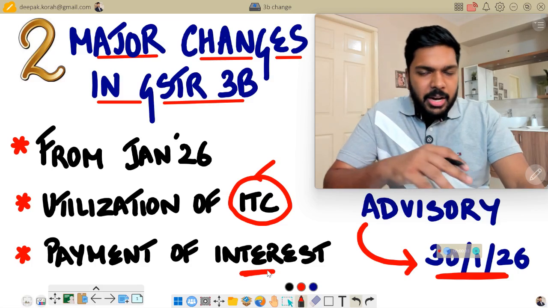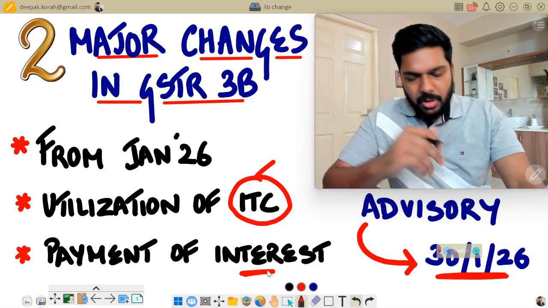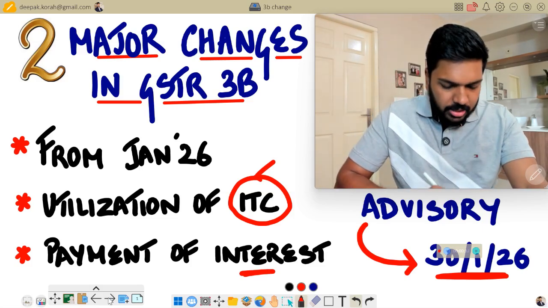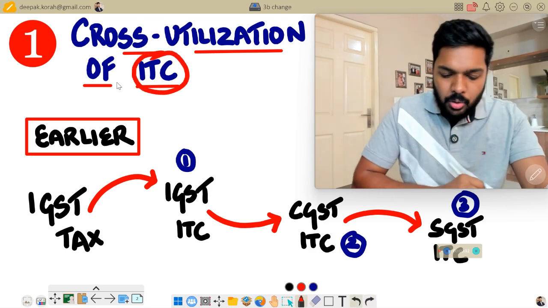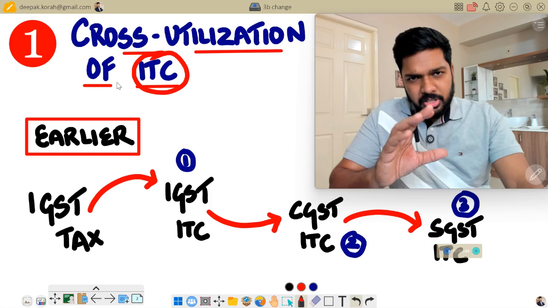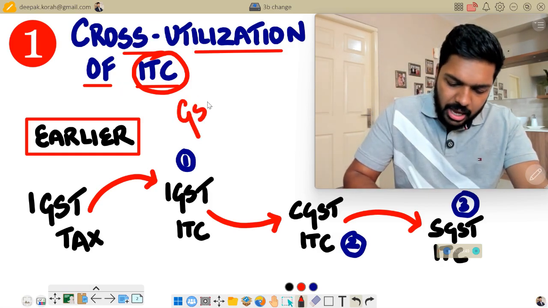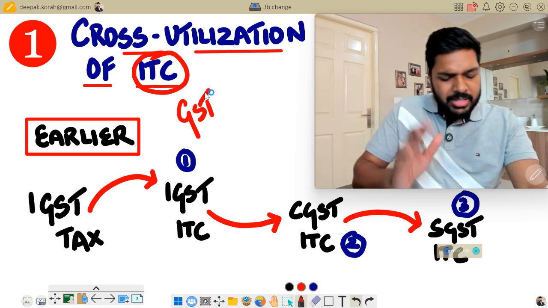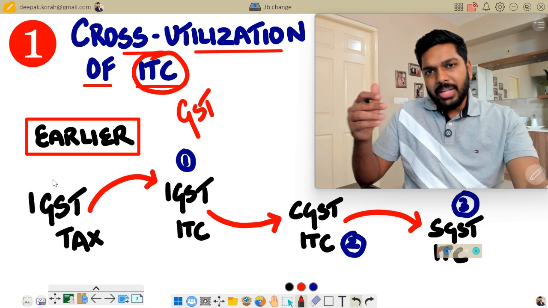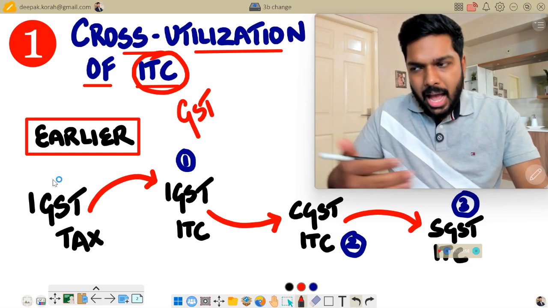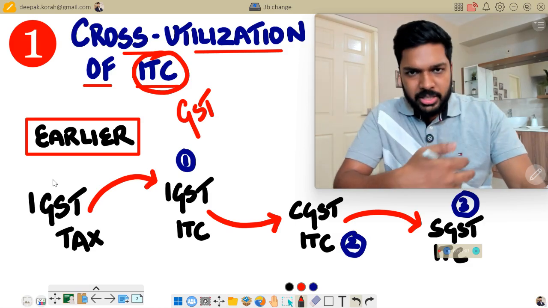So let's do a deep dive into these two changes and understand how significantly this has changed the return filing process from Jan 2026. The first thing is with respect to the cross utilization of input tax credit. Now earlier, there was a prescribed mechanism under which you had to utilize your GST against the input tax credit. For example, let's say you have a lot of interstate supplies. Basically, you have to end up paying integrated GST, IGST, and you have a lot of intrastate purchases within the same state for which you pay CGST and SGST.